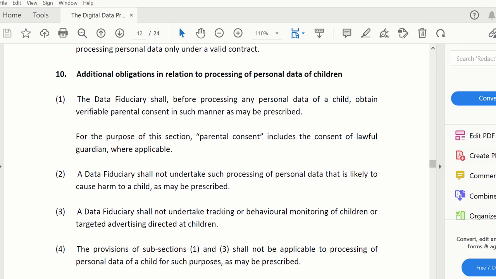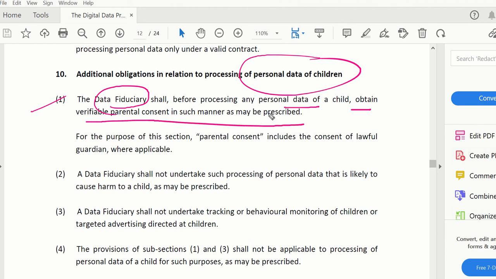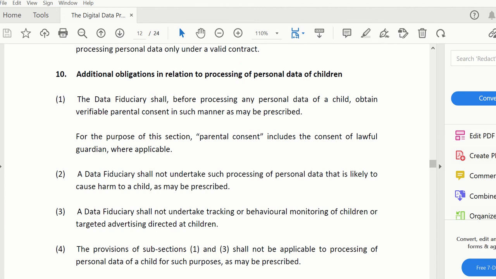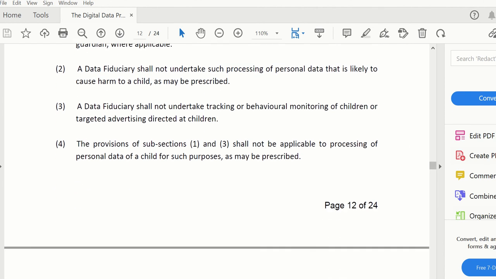Or there are certain obligations related to children's information, children's personal data. If you are collecting any children's personal data, the data controller or data fiduciary shall, before processing any personal data of a child, obtain verifiable parental consent. Here you need to obtain parental consent before capturing or processing the personal data of children. Children are categorized as below 18 years. The consent should be obtained from their parents while processing the personal information of the children.